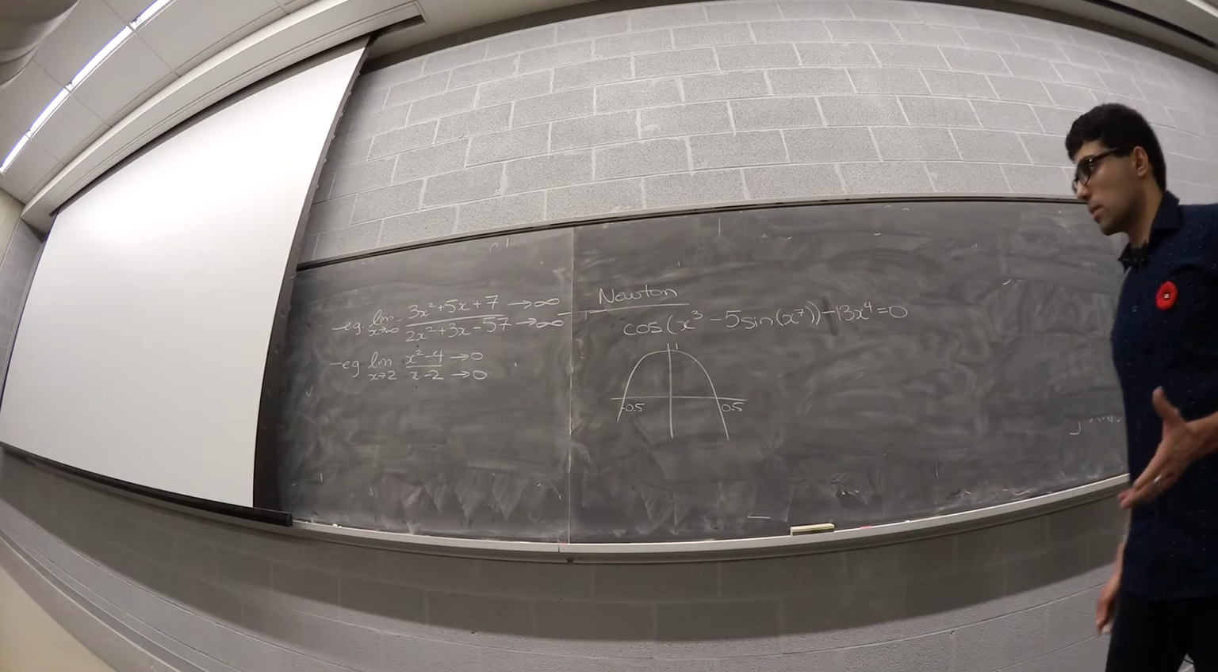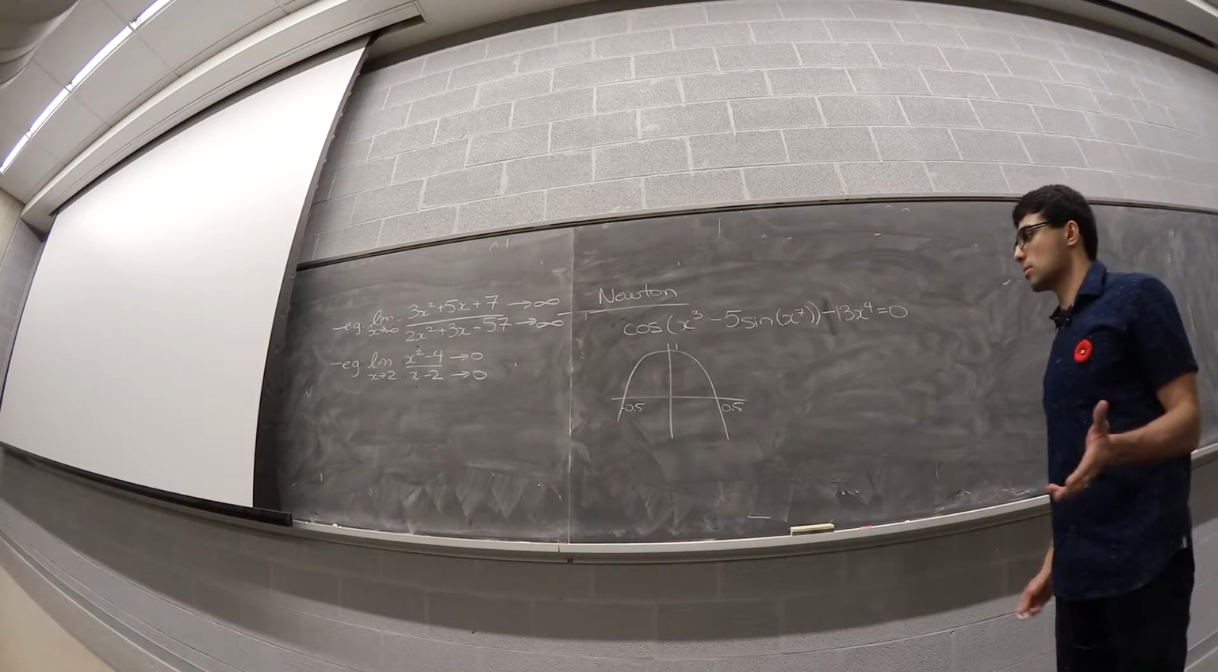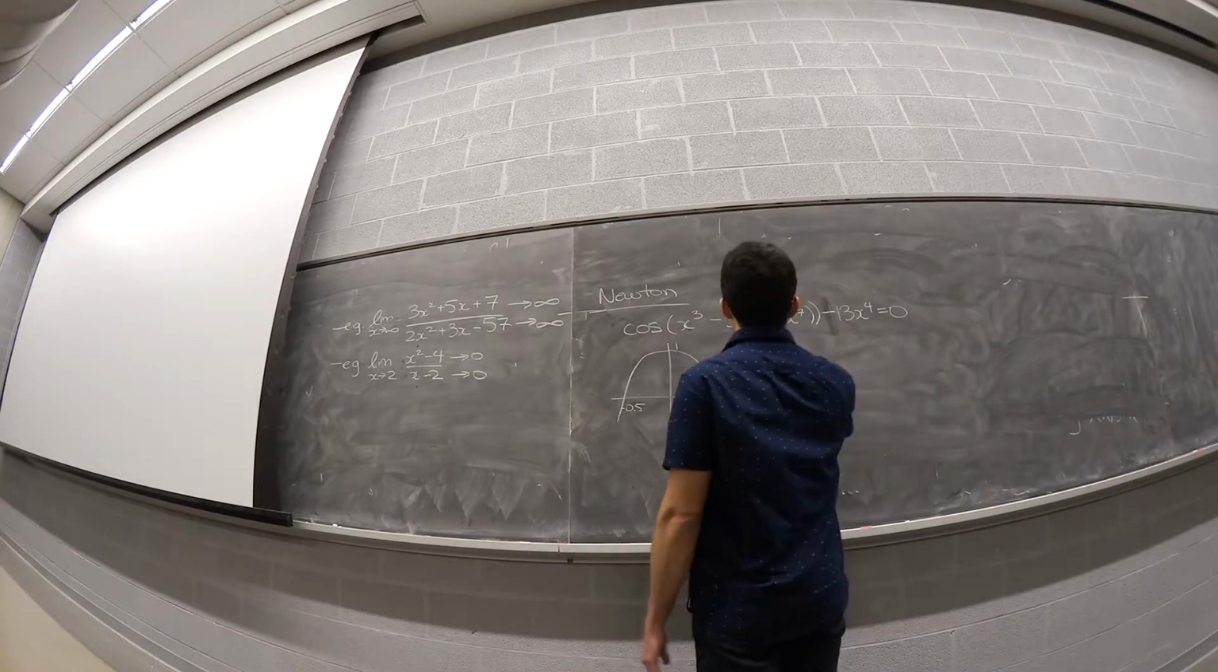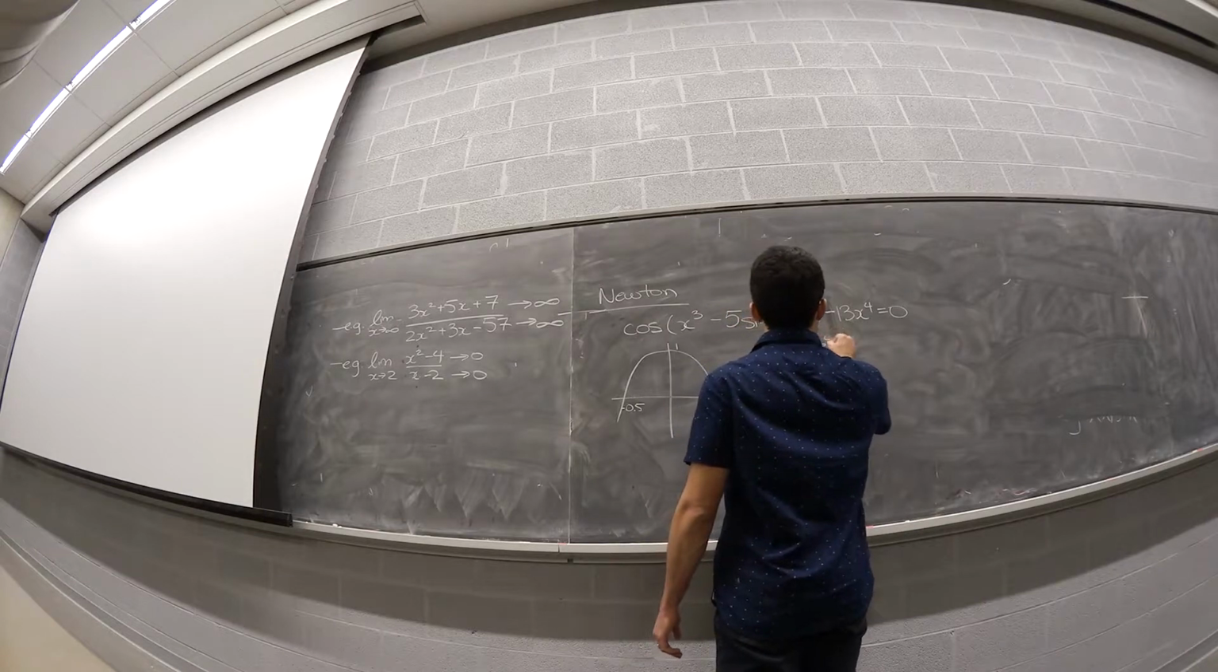Okay, so what do we need for Newton's method? We need an initial guess. What's our initial guess? What's a smart one? 1/2, minus 1/2, one of those things. Okay, so let's make our initial guess 0.5.